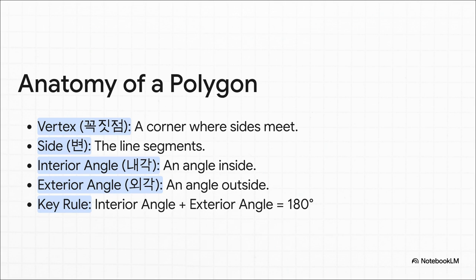You've got your sides, the lines themselves. You've got vertices, that's just the corners where the sides meet. And then you have angles. The one on the inside is the interior angle, and if you imagine extending one of the sides straight out, you create an exterior angle. Now here's the key rule, and you're going to want to remember this. An interior angle and its outside partner always add up to a perfect 180 degrees.